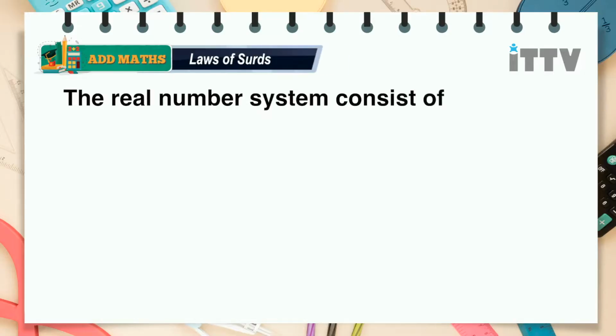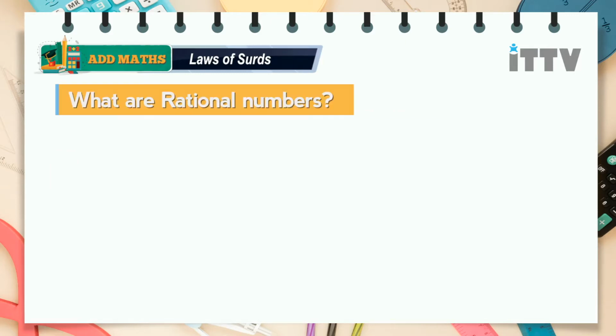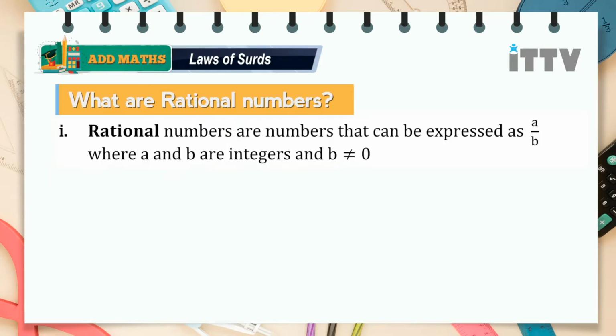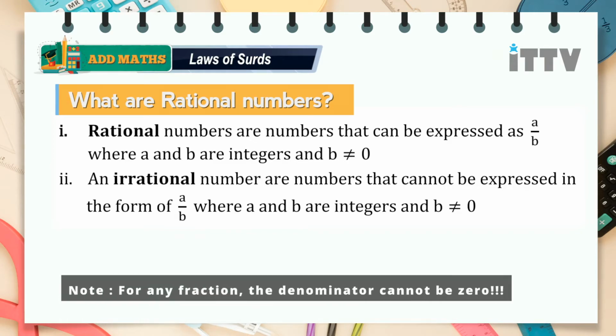Now the real number system consists of rational numbers and irrational numbers. What are rational numbers? Rational numbers are numbers that can be expressed as a fraction, for example as a over b, where b cannot be 0 because in any fraction the denominator cannot be 0. Now an irrational number cannot be expressed in the form of a fraction as a over b. For any fraction the denominator cannot be 0.